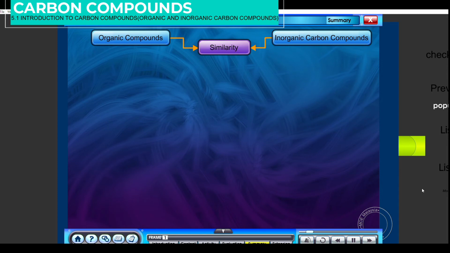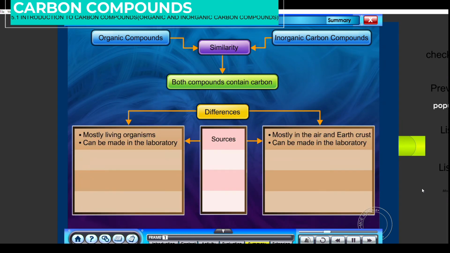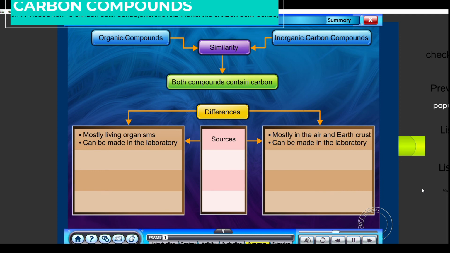There are some similarities between organic and inorganic carbon compounds. Both compounds contain carbon in combination with other elements. There are many differences between organic and inorganic carbon compounds. Organic compounds are found in living organisms and can be made in the laboratory, while inorganic carbon compounds occur naturally in the air, in the Earth's crust, and can be made in the laboratory.